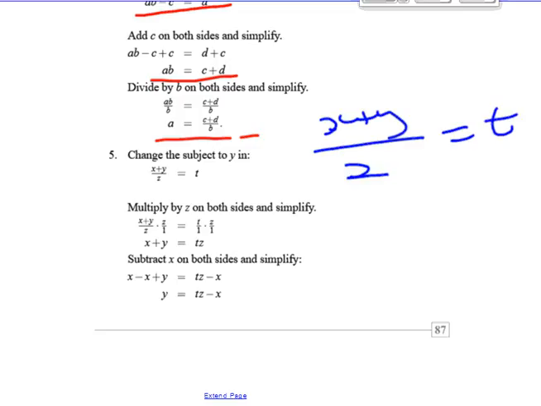Equals, that's a better t. Okay, x plus y over z equals t. What do we want by itself? We want the y by itself. So I'm going to highlight the y. Now, we've got a problem with this fraction. I cannot get rid of the x.